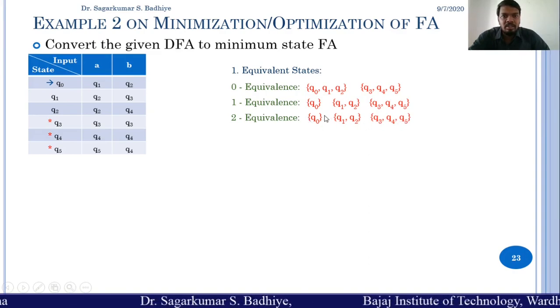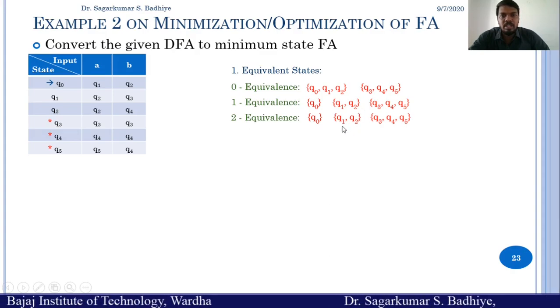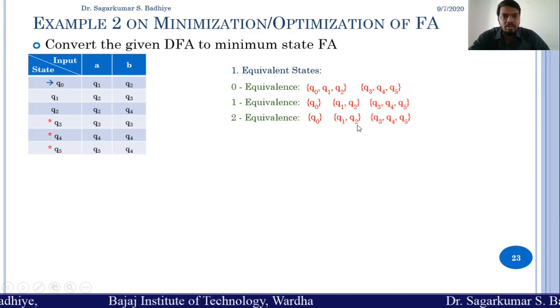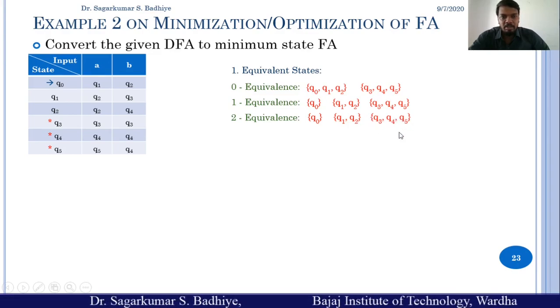As we see over here, the number of sets of states in one equivalence and two equivalence are the same. So we stop over here, and these are the equivalent states. Q0, Q1 and Q2 are equivalent. Q3, Q4 and Q5 are equivalent. So we have identified the equivalent states. Now we are going to merge them into a single state.